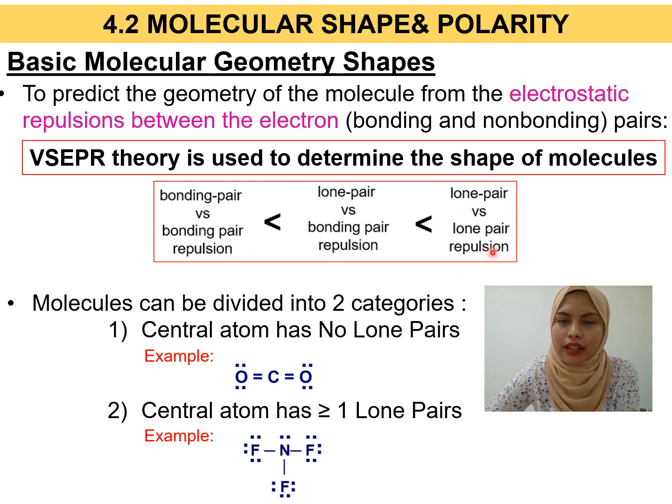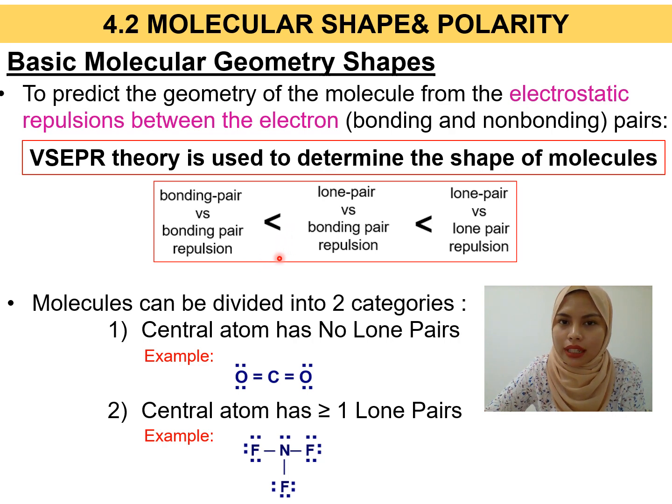Arrangement dia adalah kalau central atom tu ada lone pair punya repulsion, dia akan disusun dia punya electron pair tu as far apart as possible. Dia akan lagi repel more than lone pair versus bonding pair repulsion. And then lone pair versus bonding pair repulsion, dia punya repulsion is more than bonding pair versus bonding pair repulsion. And it is very important for you untuk kuasai macam mana nak lukis Lewis structure.